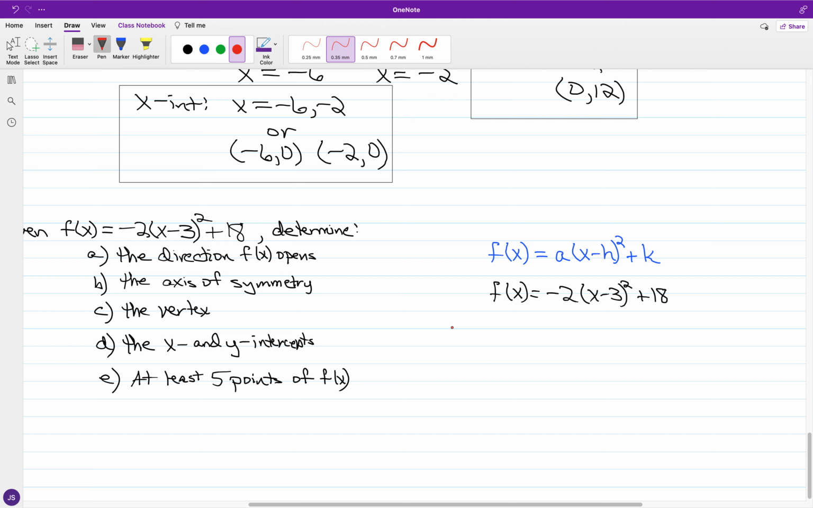Okay, if you're still working on these, that's fine. Again, we have this function laid out in vertex form, so identifying a, h, and k. We have a is equal to -2, and since the leading coefficient is negative, the graph is going to open downward.